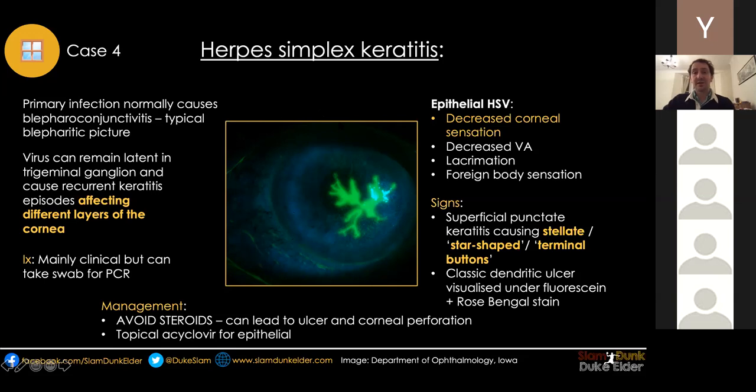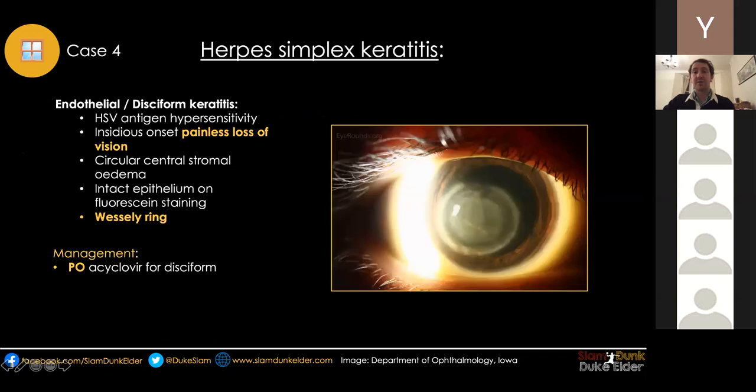But then, as I said, it can affect the different layers of the cornea. The innermost layer is the endothelial keratitis or the disciform keratitis, and it's painless, and you get this Wessely ring. So you can see that there, and that's just infiltrates. But because this is at the inner layer of the cornea, you typically treat this herpes with oral acyclovir.